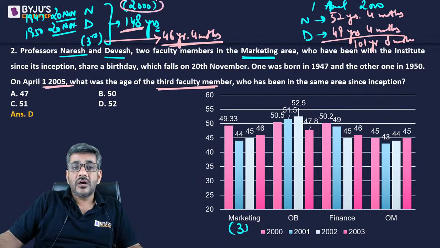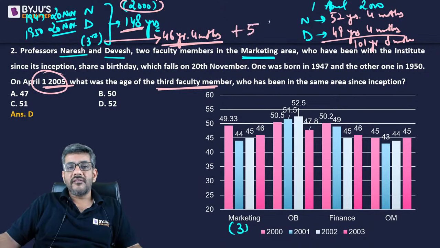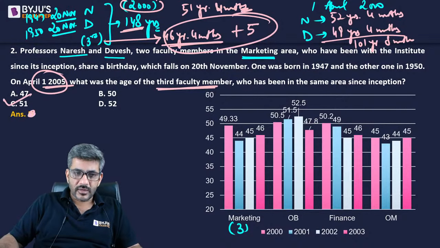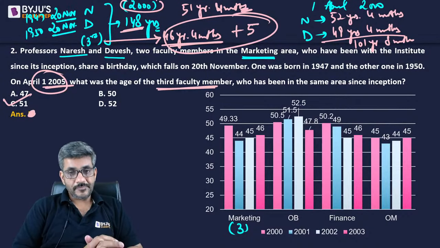This story is from 2000. Question is asking about 2005. So he would grow old by 5 more years. His age was 51 years and 4 months. The correct answer is 51. This has been given wrong here, option D. The right answer for this question should have been 51.